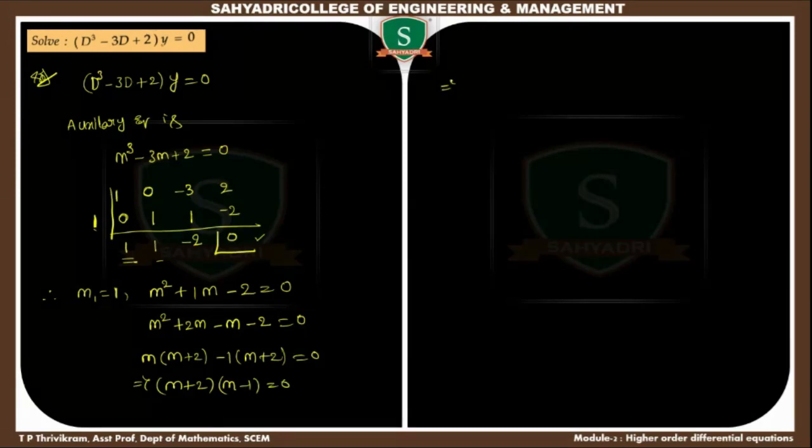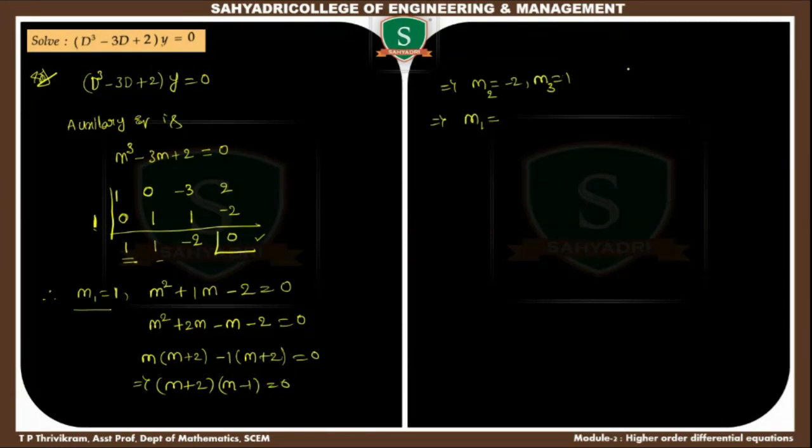So m equal to minus 2 we will get, m equal to plus 1 we got. Similarly, now rewrite all the roots at once first. Implies m1, m2, m3. m1 we got 1 already. Next m3 also we got 1. So m1 equal to m3 equal to 1. Similarly, m2 we got as minus 2. Now you need to apply the solution for it.